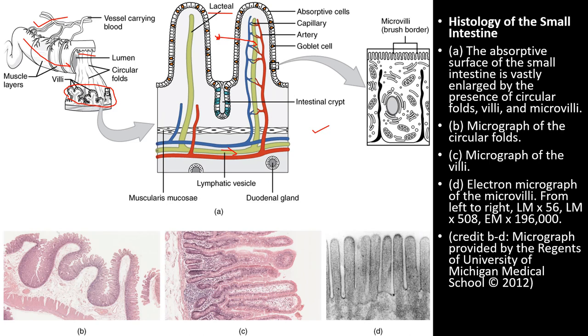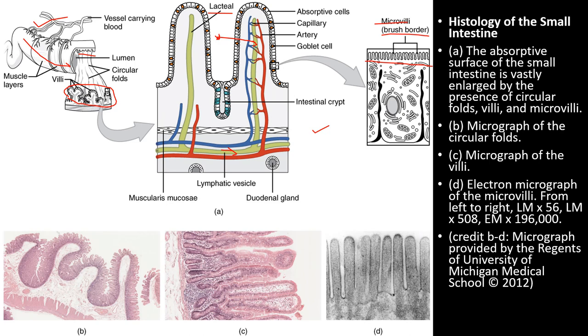You can also see a structure called microvilli. If you take a single cell here and zoom in, you can see the infoldings again. These are the brush border epithelial cells. They have a brush-like appearance, so they are called the brush border, and this further helps increase the surface area of absorption.